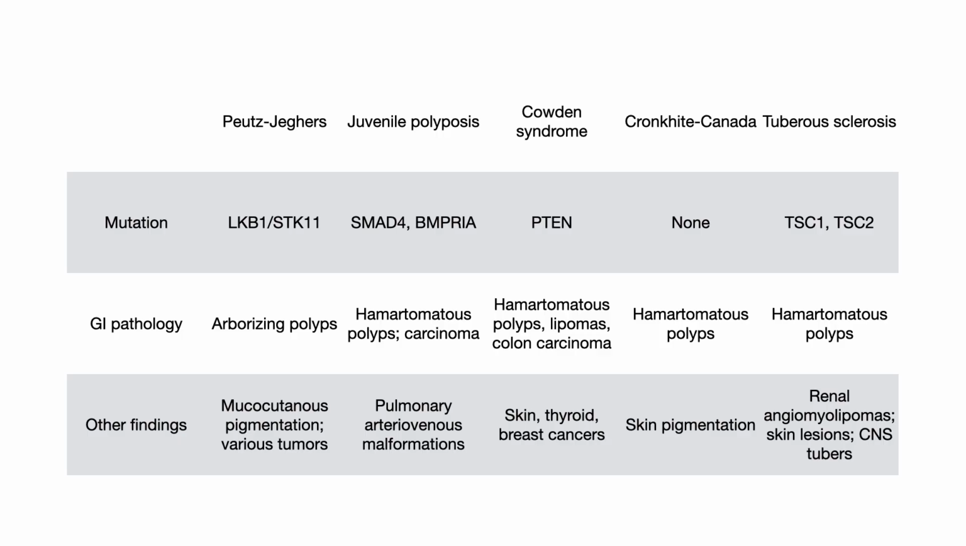And then tuberous sclerosis, probably common enough and relatively important enough to know a lot of the findings associated with it. So renal angiomyolipomas, skin lesions, the ash leaf and shagreen lesions, CNS tubers, and also the subependymal giant cell astrocytomas, and then they can also have hamartomatous colonic polyps.